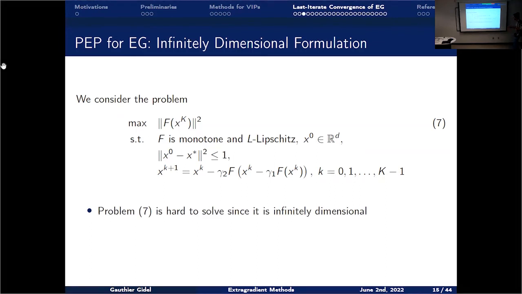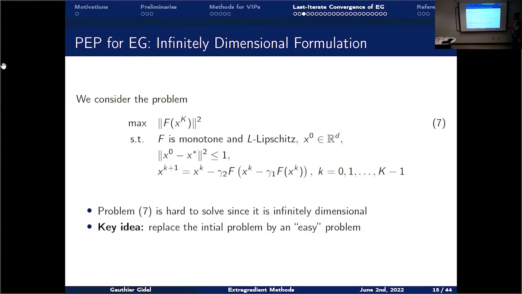Hopefully. But yes, you can argue with me: this space is infinite dimensional. I cannot optimize over all the functions, all the vector fields. It's not a semi-definite program. And I would say, yes, that's true. But that's why PEP is not trivial and very interesting.